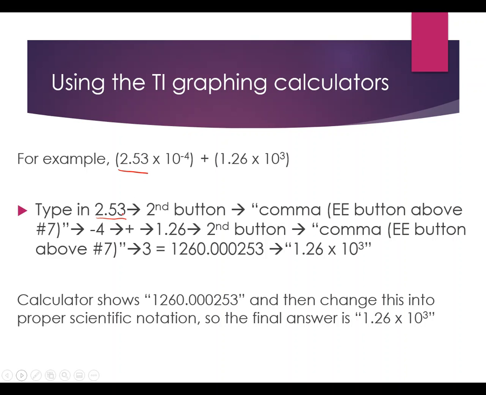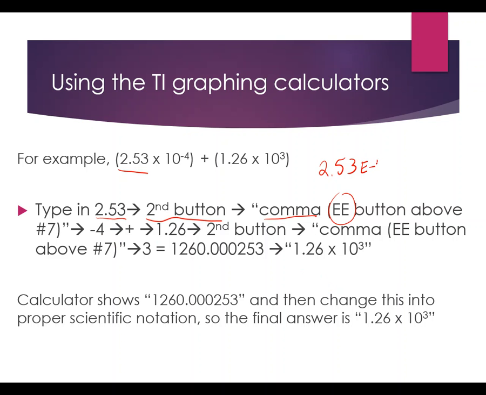Then you hit the second button. The second button is usually in the upper left corner, and it's blue on mine. It could be a different color on yours, but it says second. That allows you to use the functions that are in blue above the buttons. So 2.53, second, and then the comma button. The comma represents the double E because the comma button is right above the 7. So you type in 2.53, you do second comma and then the EE, and it's going to look in the calculator like that, 2.53E.